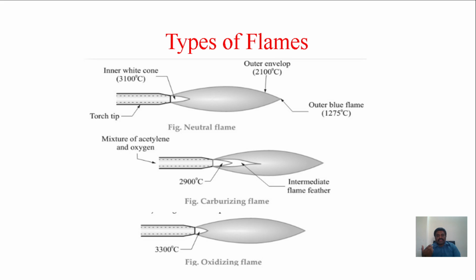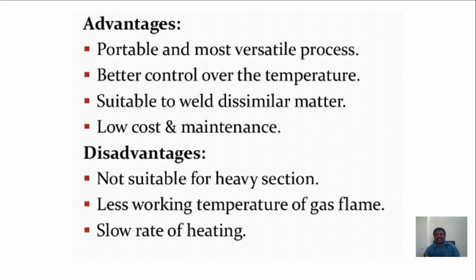The disadvantages are that it is not suitable for heavy sections, and the working temperature of a gas flame is low, whereas we require a higher temperature for welding purposes. But here we are using 3300, the maximum we are using. And there is also a slow rate of heating. These are the disadvantages. Now coming to shielded metal arc welding.